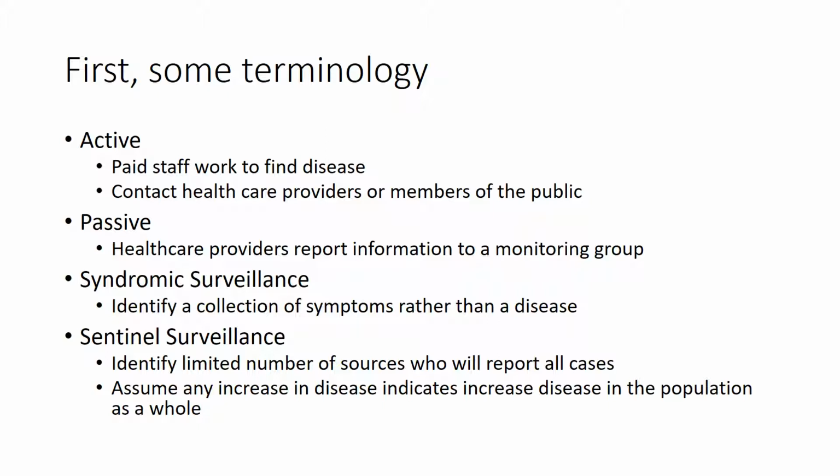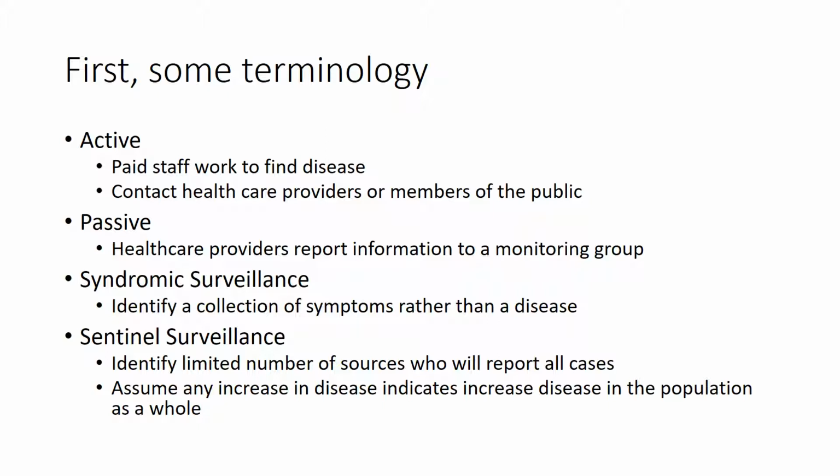There's also sentinel surveillance. This will also be used when resources are scarce, which is far too often. And this is when you identify a limited number of sources who will report on the disease. So typically you'll identify large population areas. Particularly in the developing world, you'll focus on state capitals and other large cities, identify the large healthcare systems within those cities, and only take information from those sources. And here you're making the assumption that any change in disease, any change in the prevalence of risk factors in these large sources will mirror changes in the larger population.